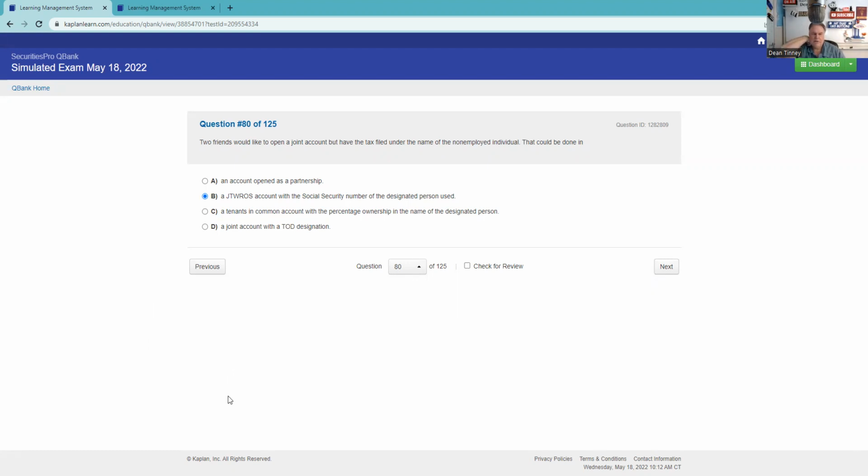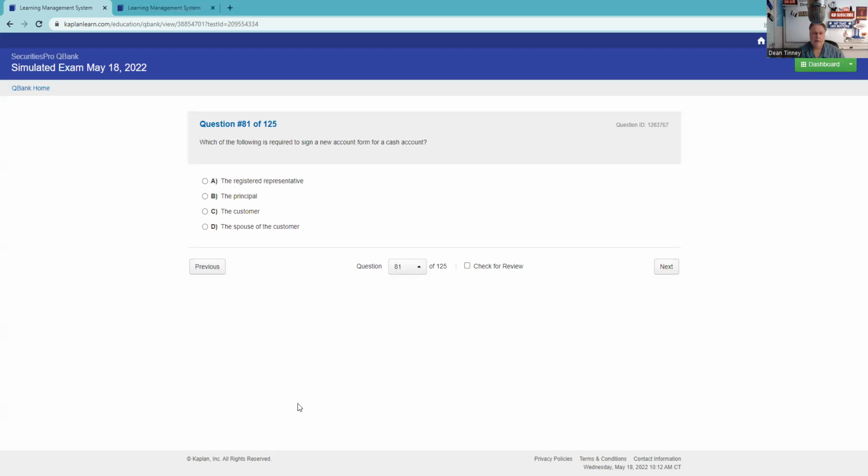Account opened as a partnership. No, that wouldn't be right. That's just not right. So I'm now doing process of elimination. A tenant in common with the percentage ownership in the name of the designated person. A joint account with TOD, transfer on death, avoids probate. B seems like my best choice there.